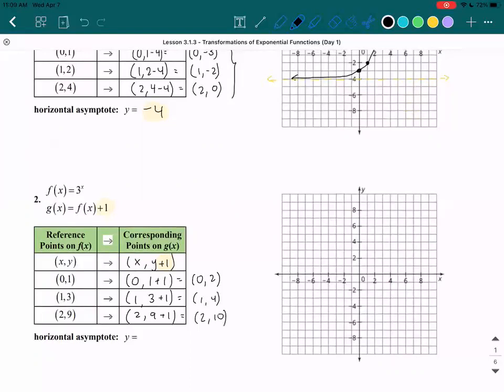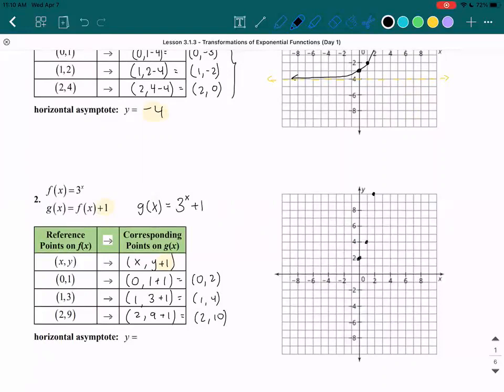All right, so now we got our points. Let me plot them. So 0, comma 2, 1, comma 4, 2, comma 10. Okay, so maybe it's a little bit harder for you guys to graph it without first seeing the equation and knowing where your asymptote is. So let me write out the equation. So f of x is 3 to the power of x. g of x is f of x plus 1.